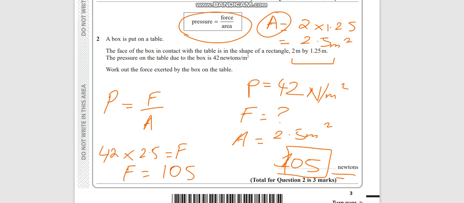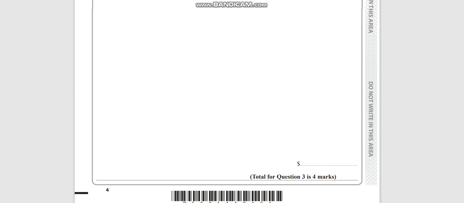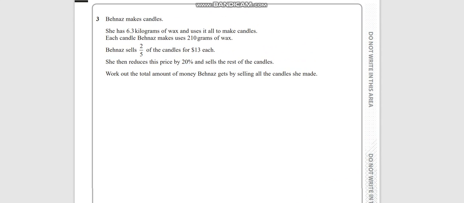No extra marks. Okay guys, another ratio question, very tricky question where most of the students stumble upon. And if I was about to see how much marks this question is, okay, let's go see the question. That's 4 marks. So Behnaz makes candles. She has 6.3 kilograms of wax and uses it all to make candles. Each candle Behnaz makes uses 210 grams of wax.